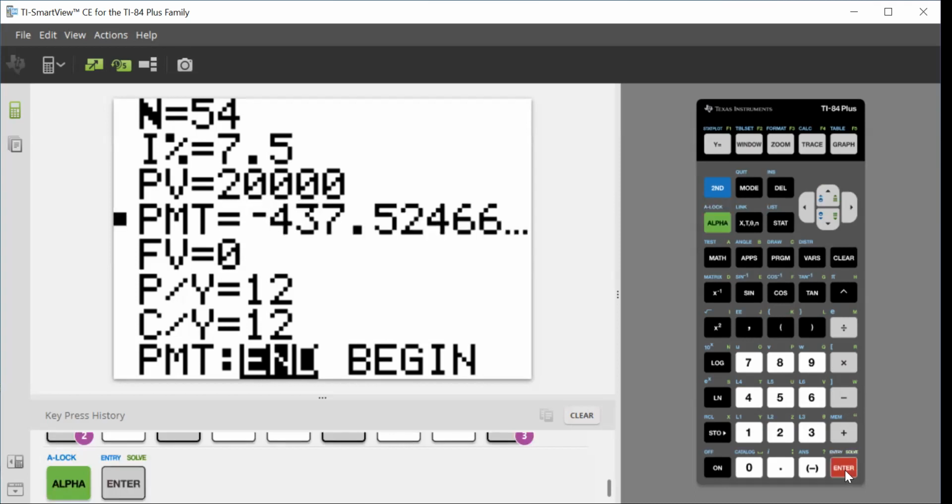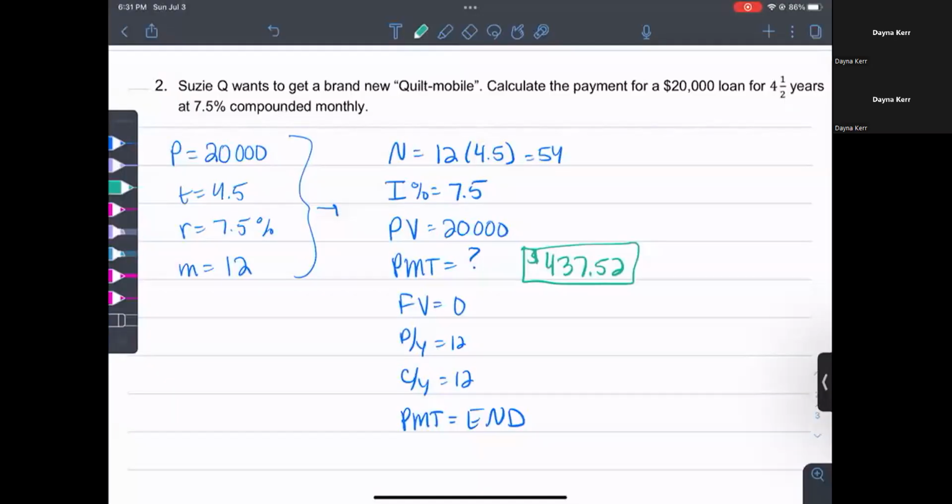So this is what banks even use to calculate loan payments for cars. Or if you use an online calculator to calculate a loan payment for a car, this is what's being used. Okay, so I got that payment written down.